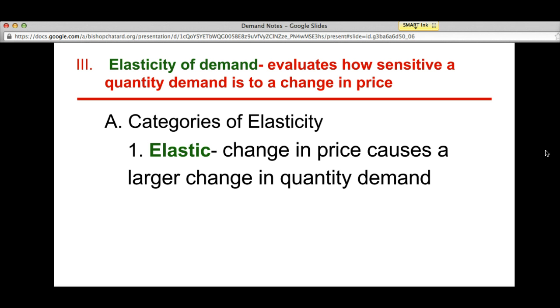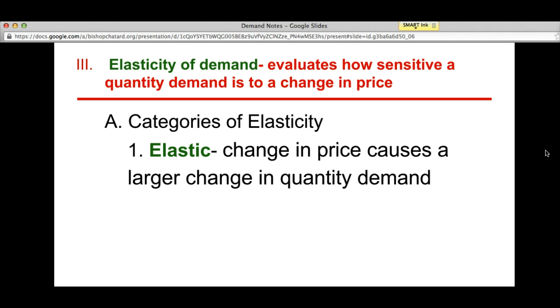So, elastic, what this means is that we are very sensitive to a change in price. As the price changes a little, people will flip out. You're going to have mad droves of people if you decrease the price, and if you're increasing the price, you're going to have crickets. No one's there. Elastic changes a lot.